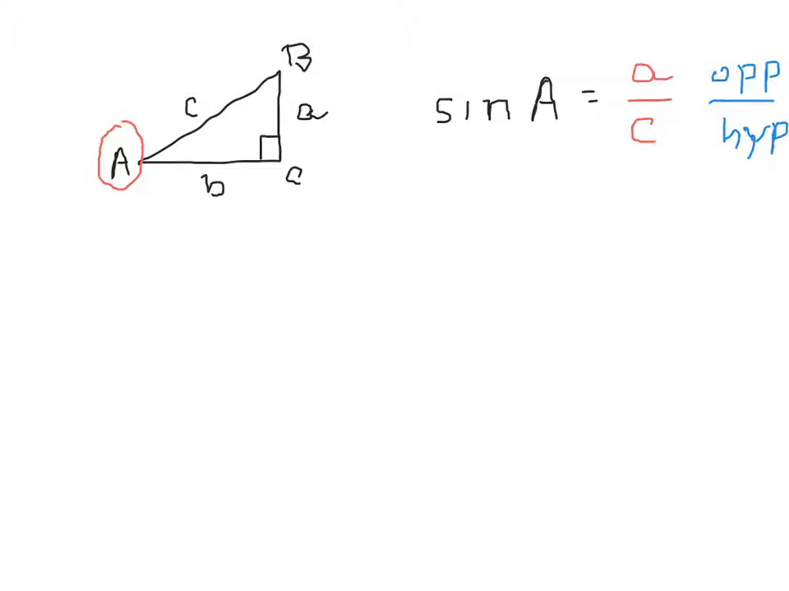Okay? So sine A is equal to opposite over hypotenuse, or in the case of our special triangle here, it's equal to A over C. Okay, so that's the first trig function we're going to talk about, or the first trig ratio. The second trig ratio I'm going to talk about is cosine. Now we're still talking about the same angle, but cosine is a different ratio than sine.